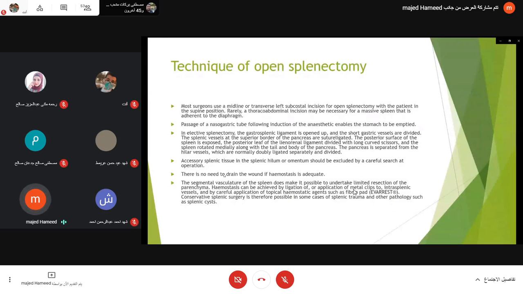The segmental vasculature of the spleen does make it possible to undertake limited resection of the parenchyma. Hemostasis can be achieved by ligation of, or application of metal clips to, intrasplenic vessels, and by careful application of topical hemostatic agents such as a fibrin pad. Conservative splenic surgery is therefore possible in some cases of splenic trauma and other pathology such as a splenic cyst.